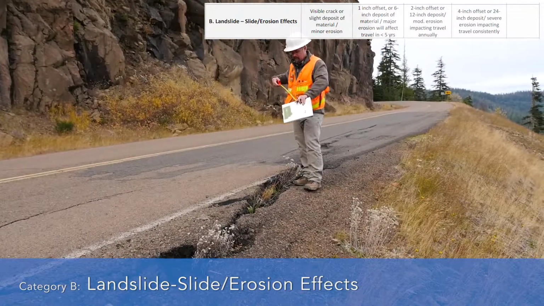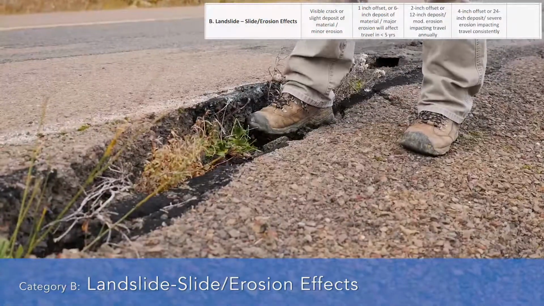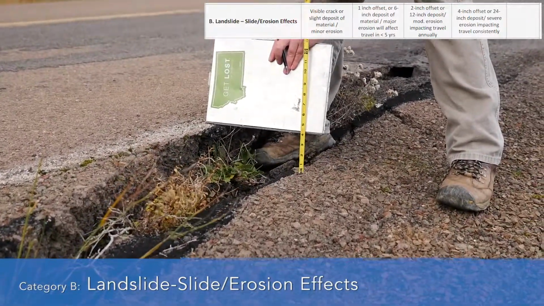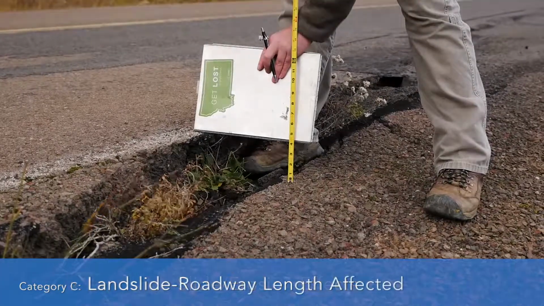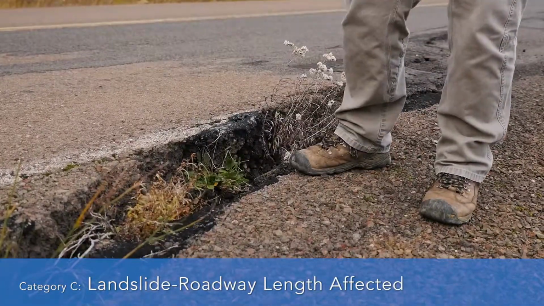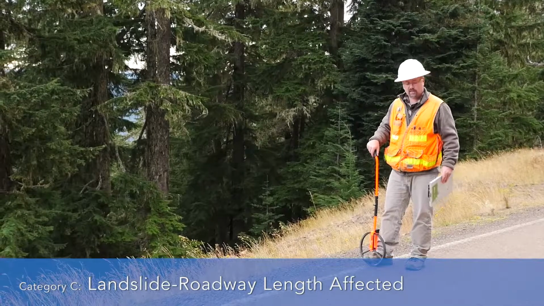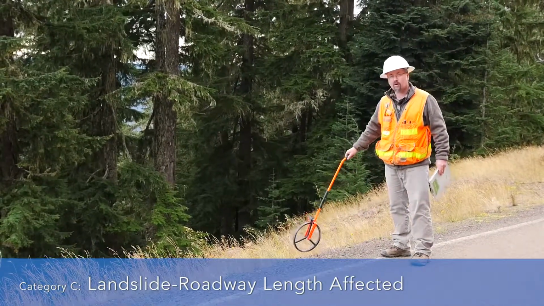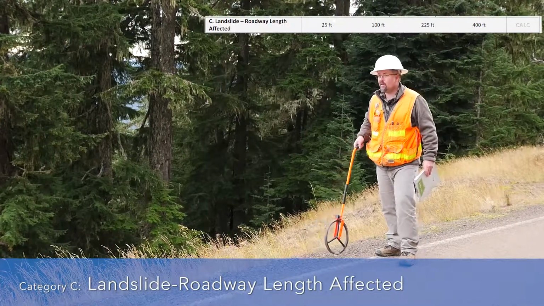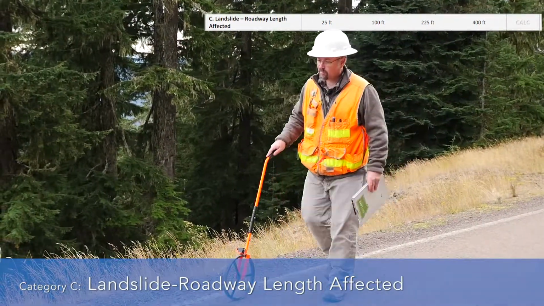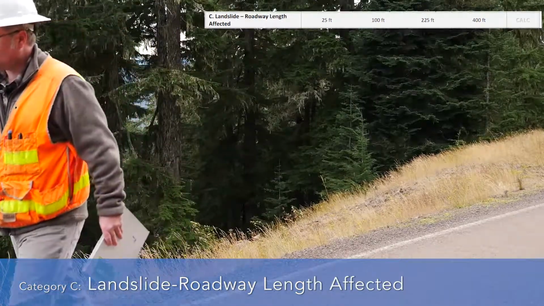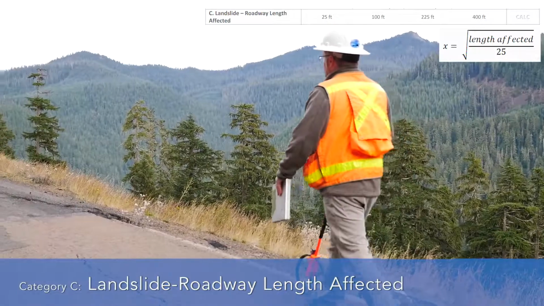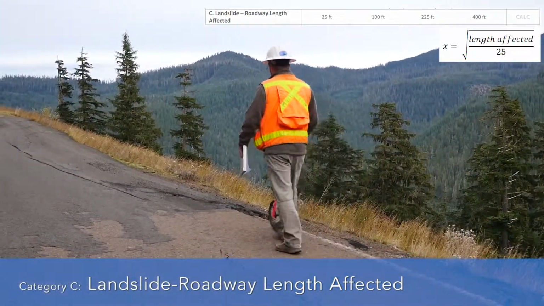Here we measure the maximum displacement on the slope on this slide as approximately 4 inches, which is 81 points. The next category is Category C, road length affected by the landslide. We start off with where it's beginning to affect the pavement all the way to the end. This is one of the calculated scores, and so you take the measurement, enter it directly, and the score will calculate out.